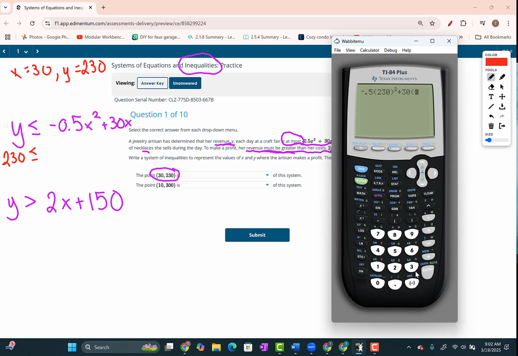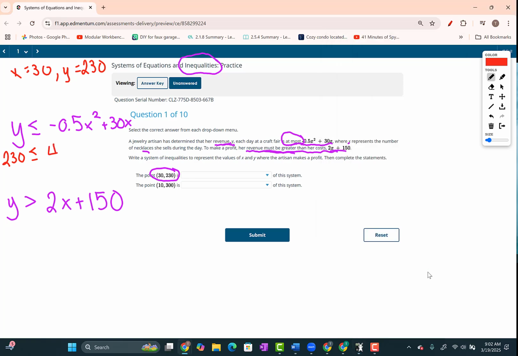Oh, and I just realized I put in the wrong number for x. This shouldn't be 230. This should be just 30, because we're replacing x here in the parentheses. So everywhere you see an x, replace it with 30, and we end up getting 450. Is that inequality true? Is 230 less than or equal to 450? Yes. If it wasn't true, we could stop there. It wouldn't be a viable solution.